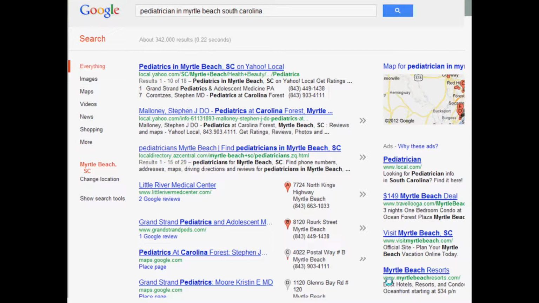Interestingly, a lot of GPS systems use Google Places as well. And so if I'm not searching on my phone, maybe I'd use my GPS to search for a pediatrician. And so if I fix it in Google once, it fixes it in both places.